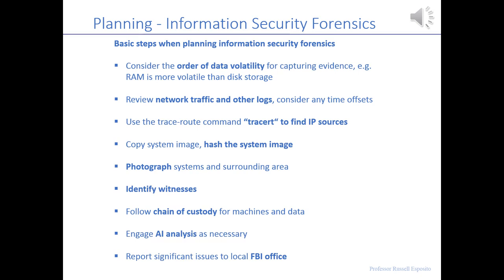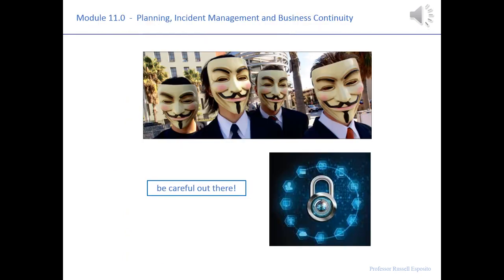And then if there's any possibility for artificial intelligence analysis, that happens, of course, sometimes depending on the vendor that you get involved, and ensure to notify your local FBI office if there really is a crime that needs to be investigated. This concludes this module on planning, incident management, and business continuity. So be careful out there, folks.